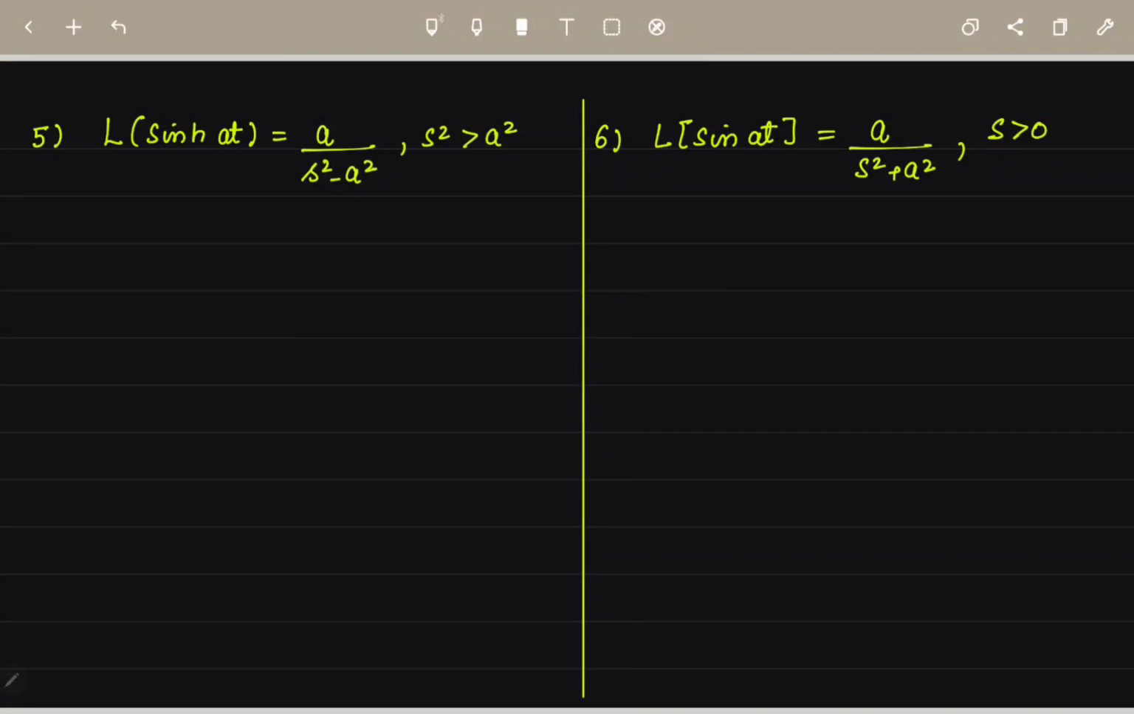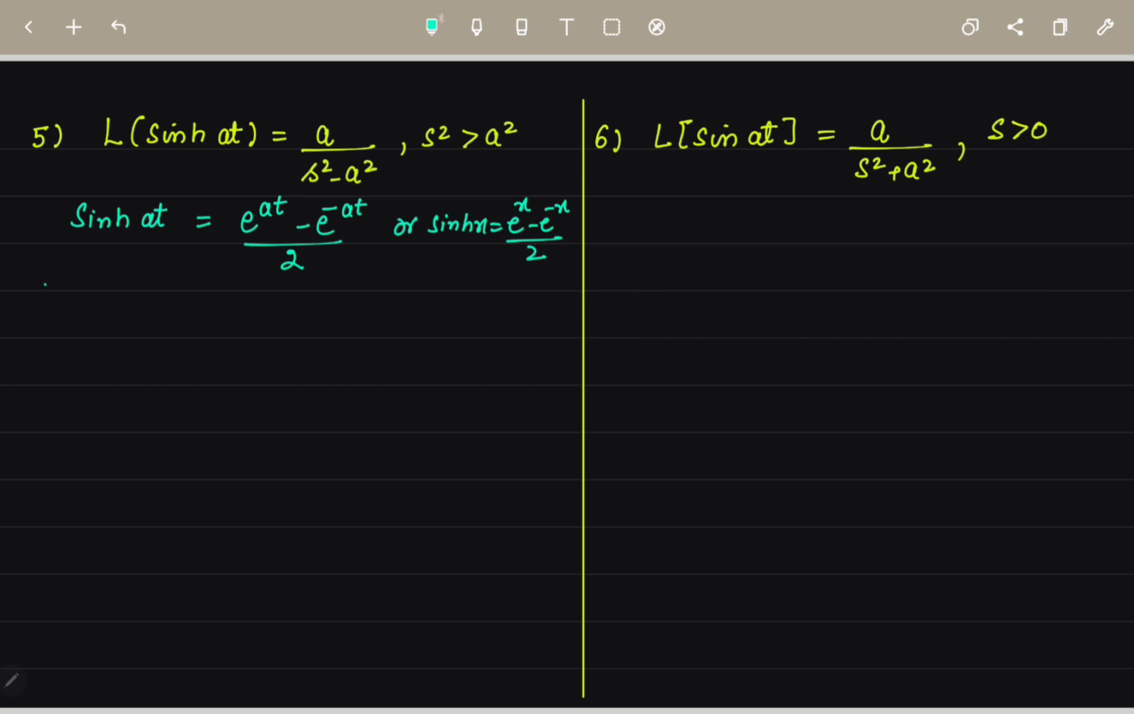Next one is the Laplace transform of sine hyperbolic at. This is equal to a divided by s square minus a square, where s square should be greater than a square. So now we know that sine hyperbolic at is equal to e raised power at minus e raised power minus at, divided by 2. Or we can write that sine hyperbolic x is equal to e raised power x minus e raised power minus x divided by 2. So here x is at.